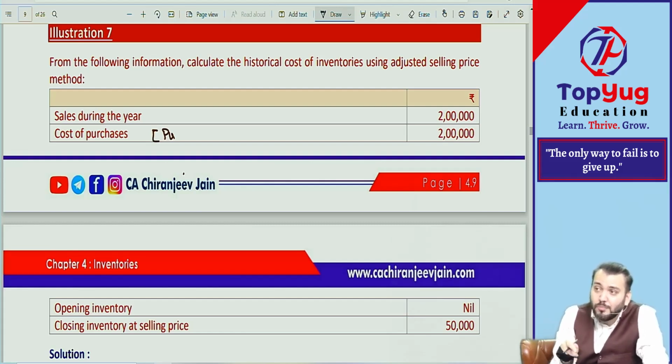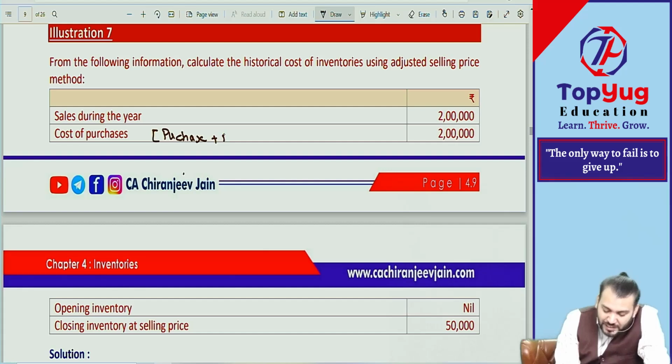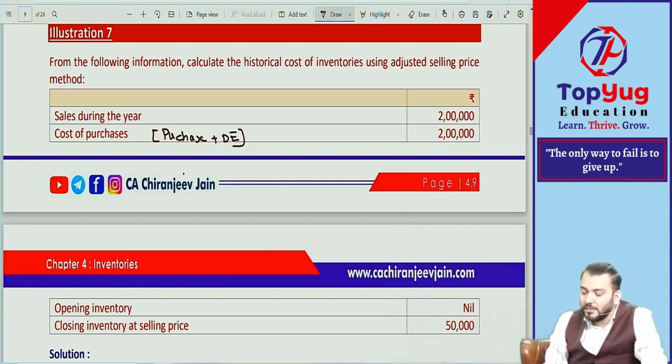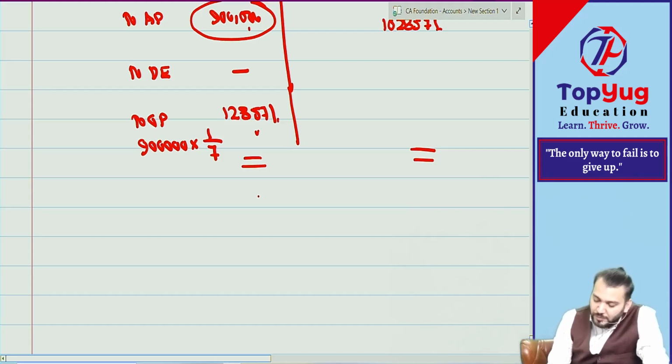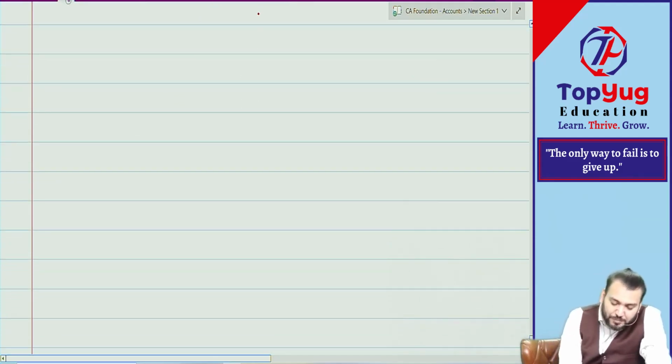Means cost of purchasing goods during the year. Correct? So it is purchase plus direct expense that is given. Understood. Then opening inventory is nil. In this question, opening stock is nil and closing stock is 50,000, and closing stock is given at selling price.